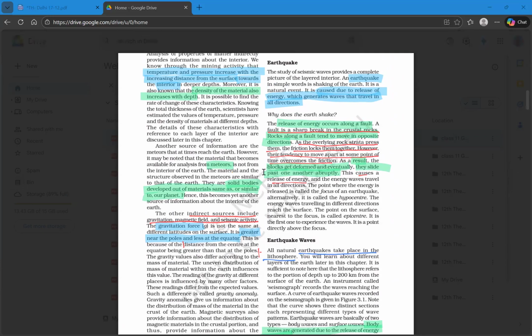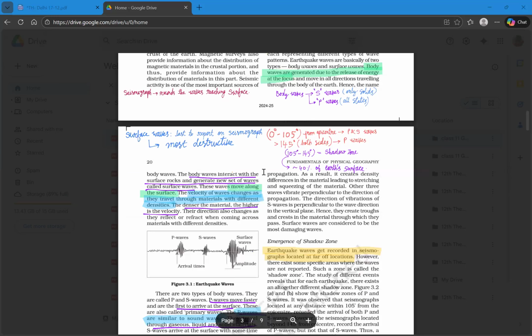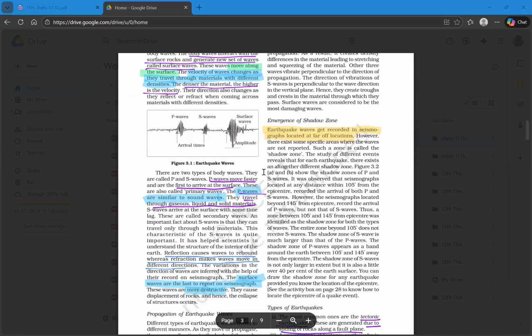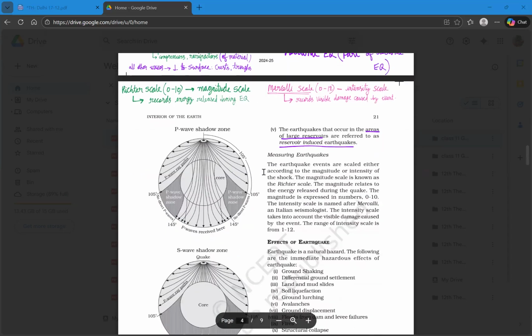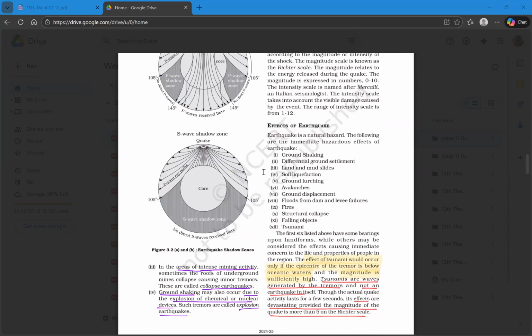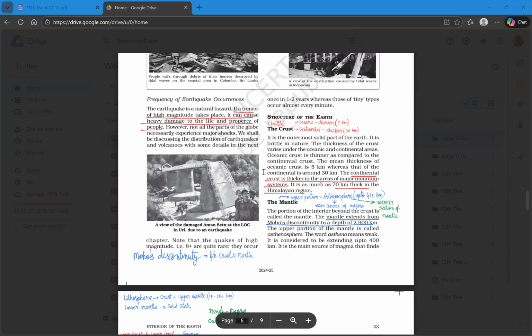So we have studied in detail the earthquake. Why does an earthquake occur? The earthquake waves and their properties, and how studying earthquake waves helped in understanding the interior of the earth. And then we have studied types of earthquakes, how they are measured, and the effects of earthquakes. And then we have studied the structure of the earth, where the outermost portion is called the crust, and then comes the mantle, and then comes the core.